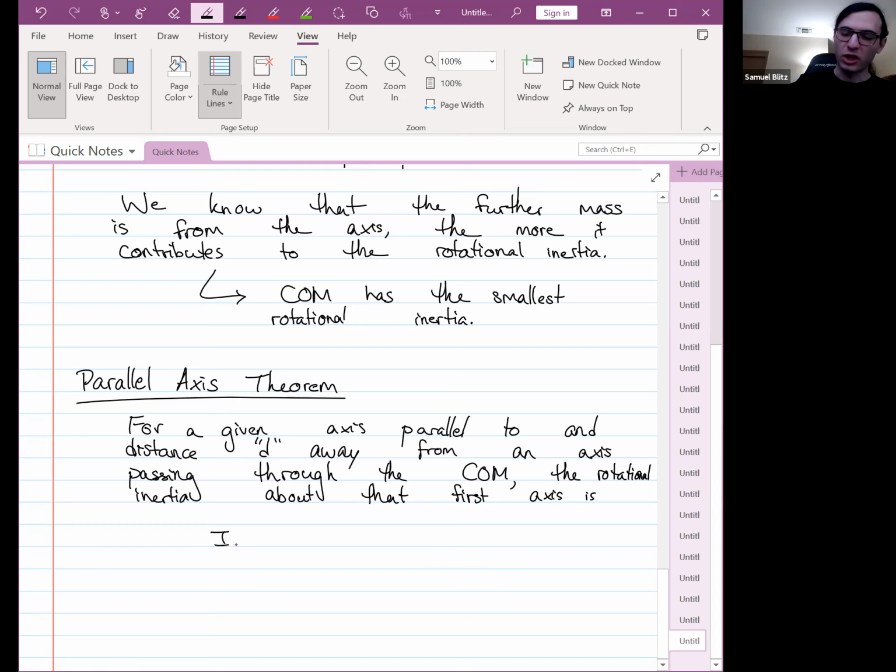is, and I'm going to call it I sub nu. So this is the moment of inertia about that new axis that's parallel to the axis passing through the center of mass, but it's some distance d away from it. So the moment of inertia there, I sub nu, is equal to the moment of inertia about the axis passing through the center of mass plus m times d squared, where m is the mass of the object, or the mass of the system.